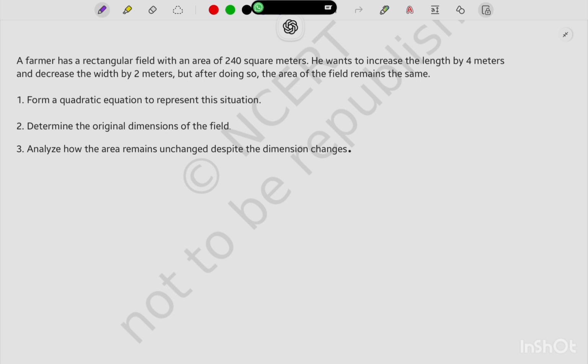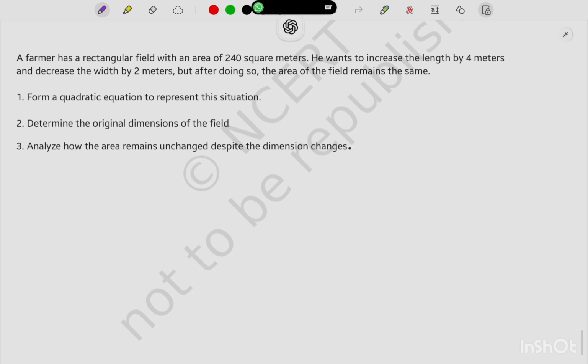All right, that will be very good, because I have seen such problems in the previous year board exam papers. So just don't miss out.